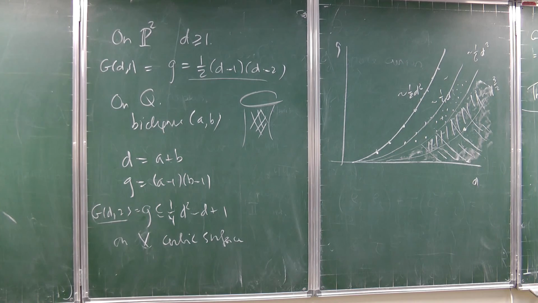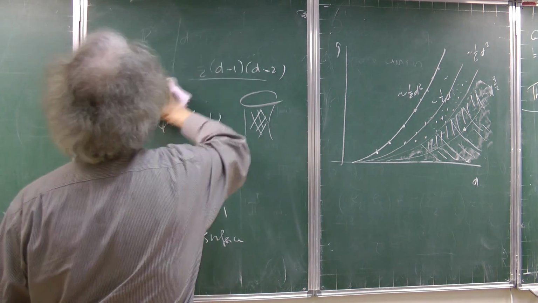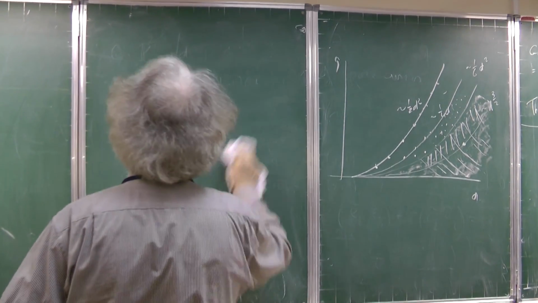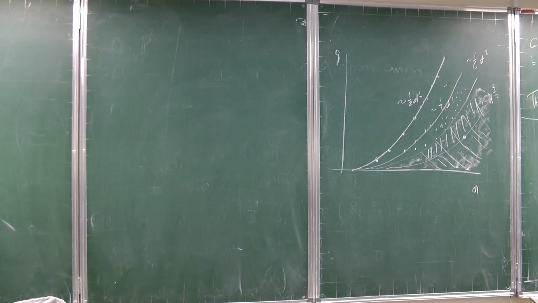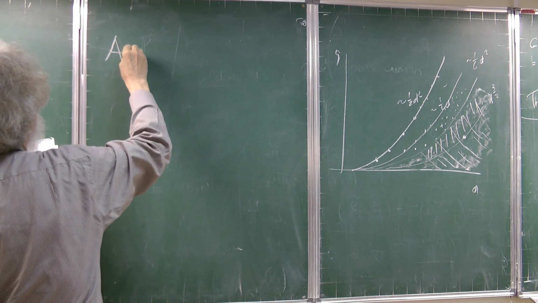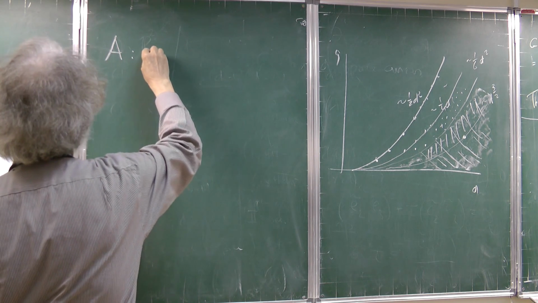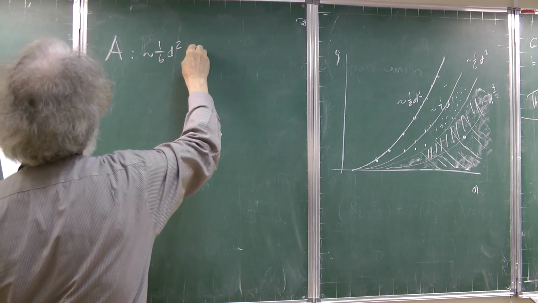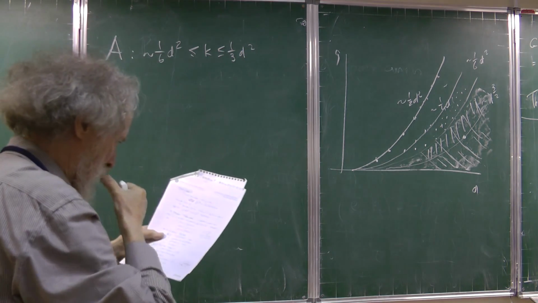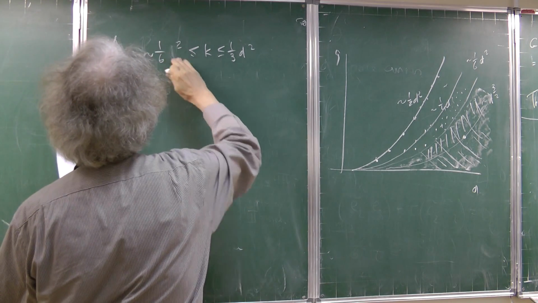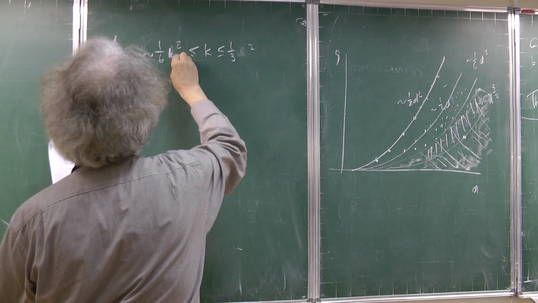Okay. So let's draw a picture of G(d,k). And it's usually divided; the problem depends on k. Depending on k, you get different answers. So this, we usually divide into three different areas. Range A, which is, I'll just give you the approximate component, 1/6 d squared less than k less than 1/3 d squared. Sorry, k, the other way around. k squared plus the range of d.